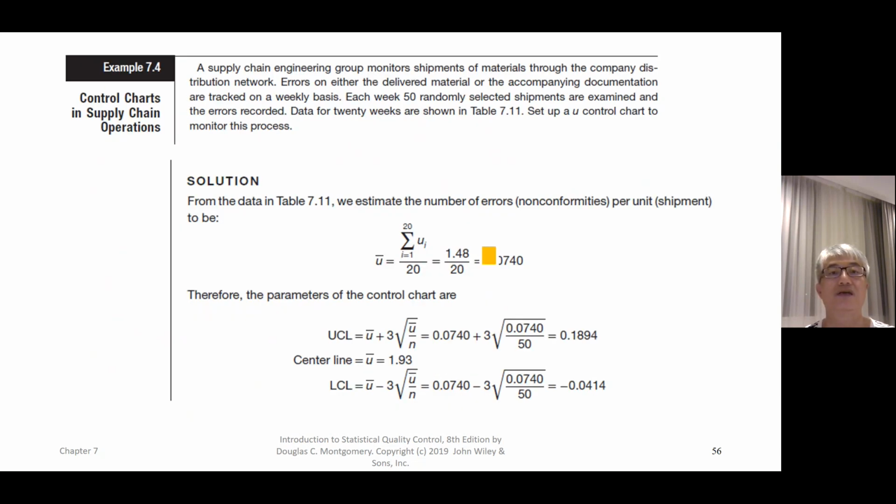Okay, this is an example. A supply chain engineering group monitors shipments of raw materials to the company distribution network. Errors on either the delivered material or the accompanying documentation are tracked on a weekly basis. Each week, 50 randomly selected shipments are examined, and the errors are recorded. The data for 20 weeks are shown in table 7.11. Set up a U control chart to monitor the process.